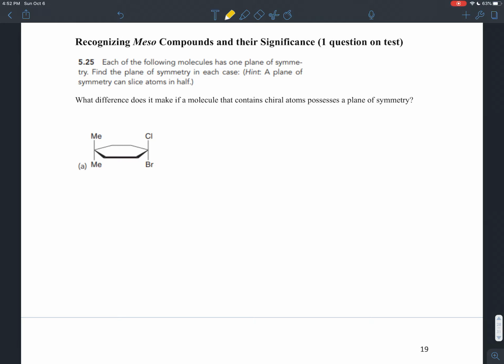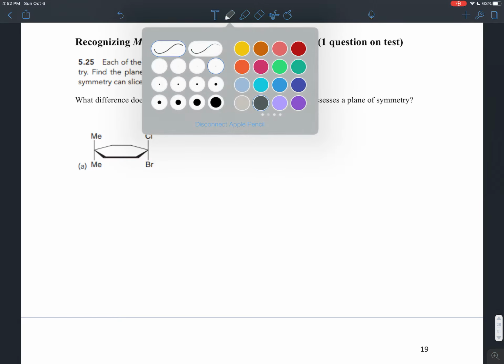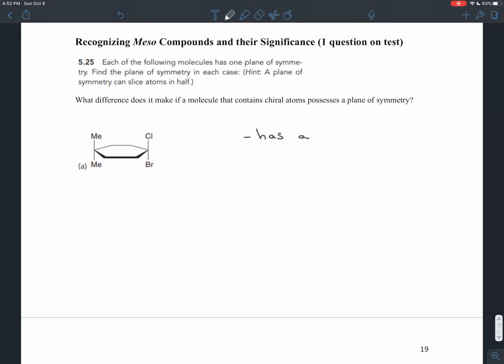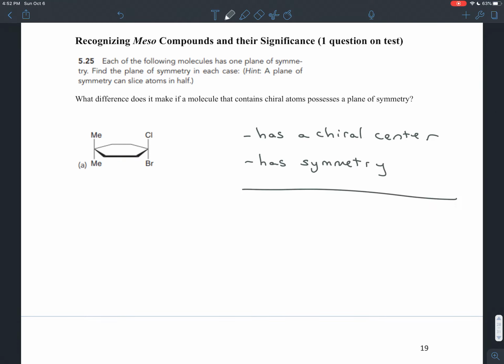If a molecule has a chiral center, but also has a plane of symmetry, then that molecule has a special name. It's called a meso compound. And it's special because it has a chiral center, so you have to think about chirality in the small term, the chirality of specific atoms, but as a whole, the molecule is not chiral, it's achiral. So that's what a meso compound is.